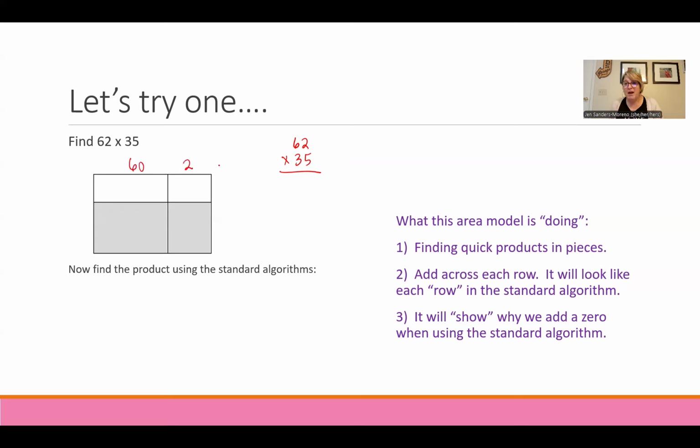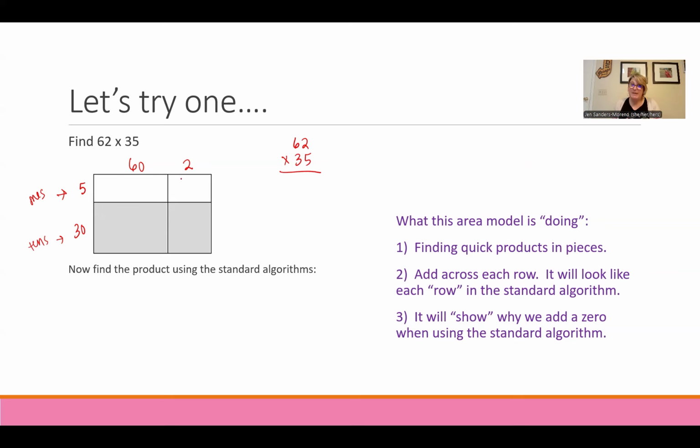62. Now, I'll be honest with you, the hardest part for me is writing this 35 on the side because I want to write 30 first and 5 second. But you want to write the ones first and the 30 second. It matters. And the reason why it matters is to match the standard algorithm. You want the ones up top and you want the tens down on the bottom. Okay. All right. Now, I promise you guys it wasn't going to be that hard to do.